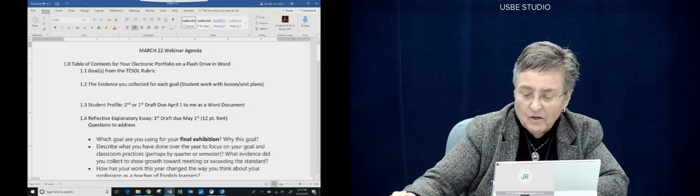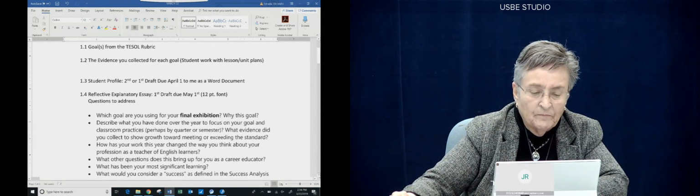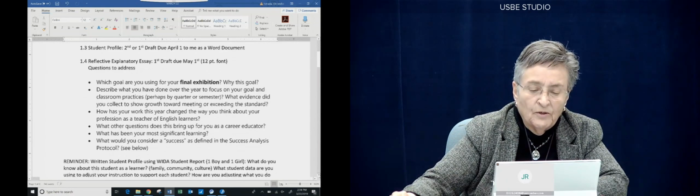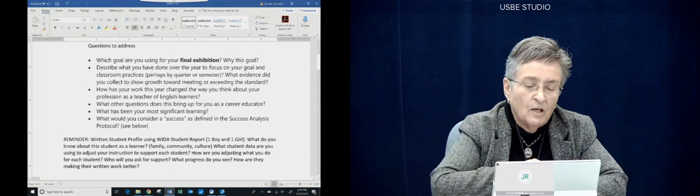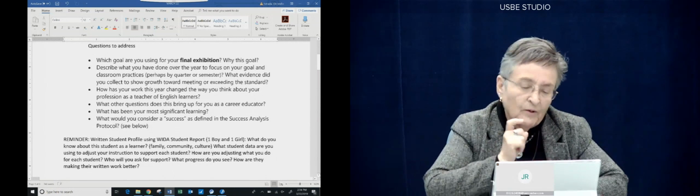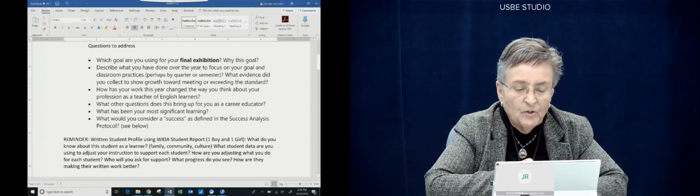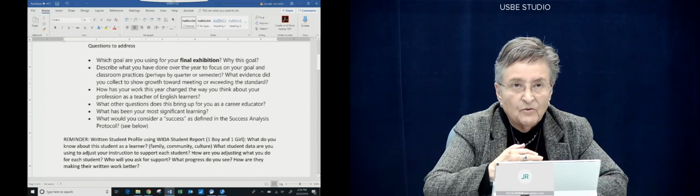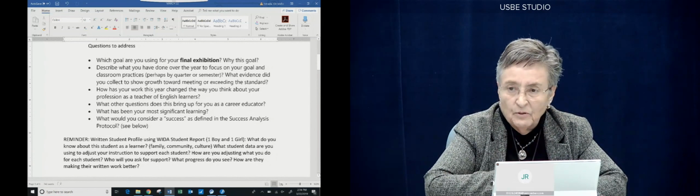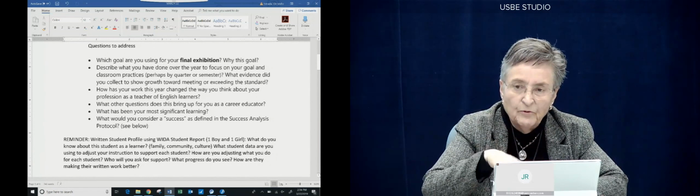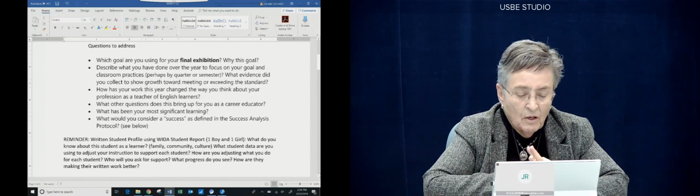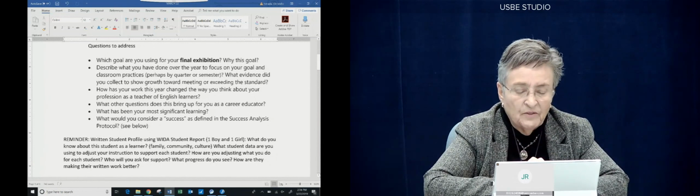So here are the questions. These were in the email that I sent to everybody, but I'll send it again in the form of an attachment. Which goal are you using for your final exhibition? Why this goal? For people who have more goals, you would pick one goal, and you would say why it is that you picked this goal. Describe what you have done over the year to focus on your goal and classroom practices. Or if you're an administrator, in relationship to the work that you've done at your school with a group of teachers, because I know one participant has done that.